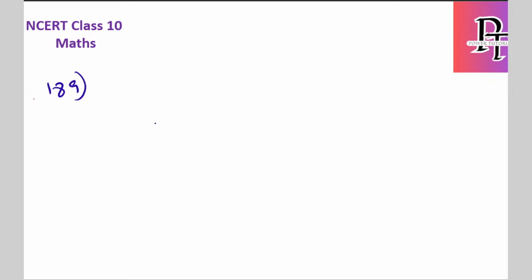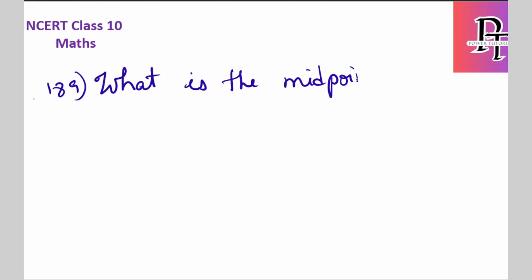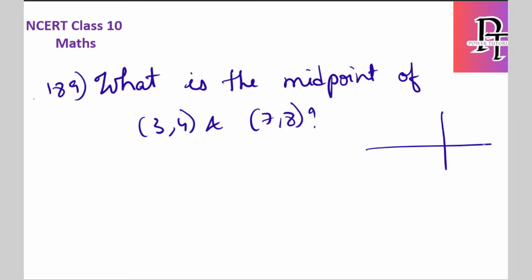What is the midpoint of 3, 4 and 7, 8? I'll write the options also: 5, 5; 5, 6; 6, 5; and 6, 6.